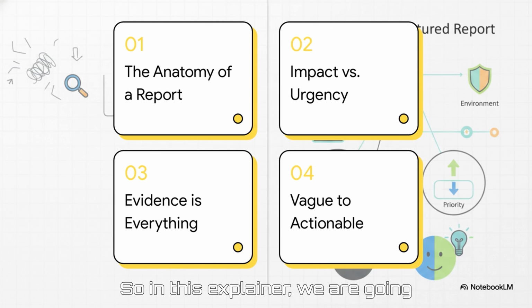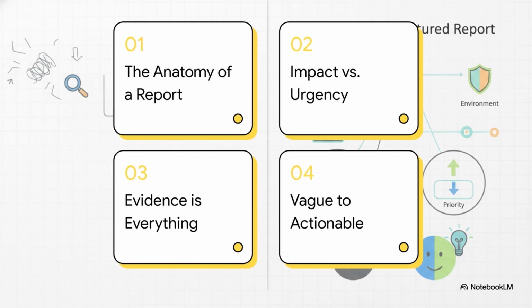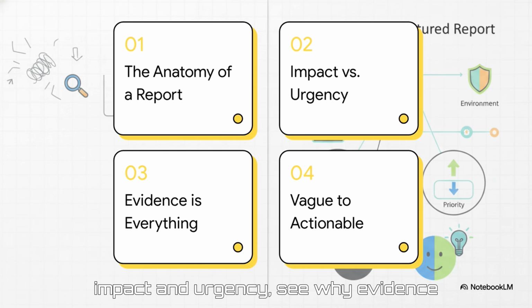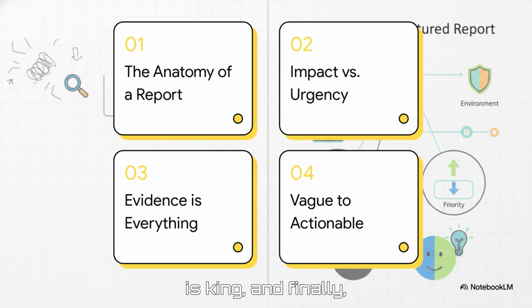So in this explainer, we are going to fix that for good. We'll start with the anatomy of a perfect report, then figure out the difference between impact and urgency, see why evidence is king, and finally, we'll turn a terrible ticket into something a developer can actually work with.